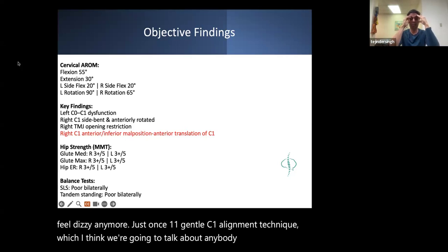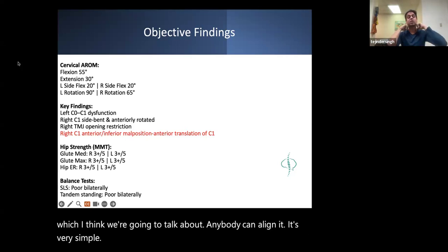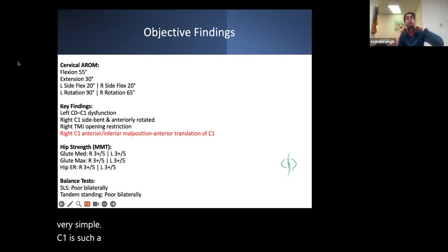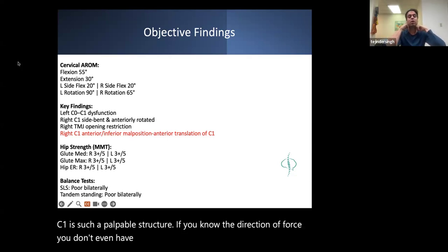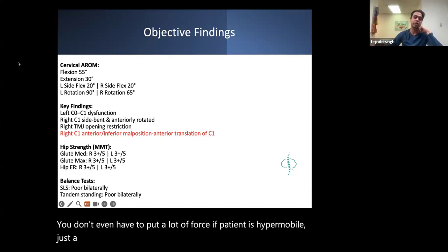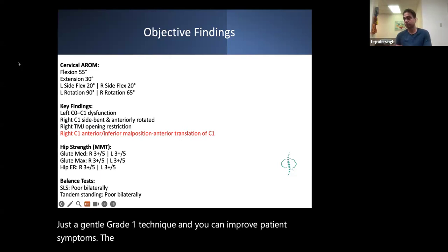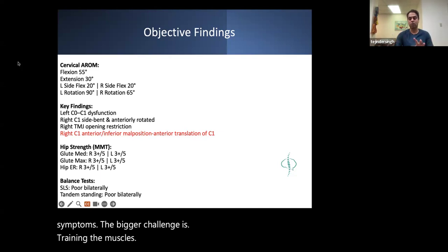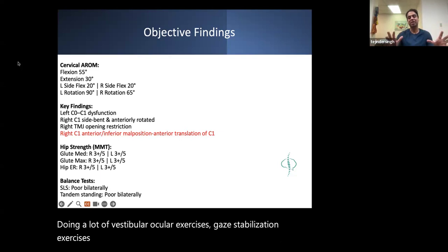Anybody can align it. It's very simple. C1 is such a palpable structure. If you know the direction of force, you don't even have to put a lot of force if the patient is hypermobile. Just a gentle grade 1 technique, and you can improve patient symptoms. The bigger challenge is training the muscles, doing a lot of vestibulo-ocular exercises, gaze stabilization exercises, so that they can maintain that. That is where the bigger challenge is.